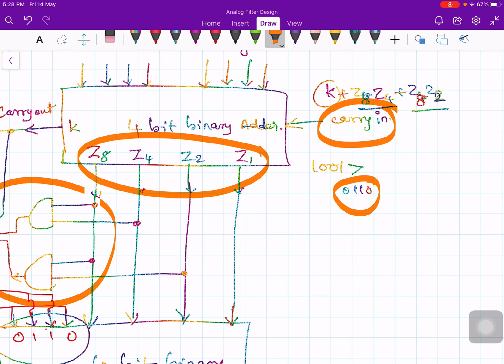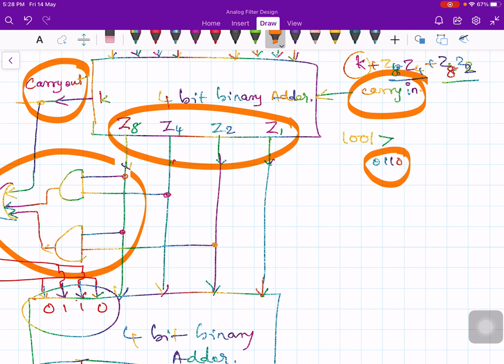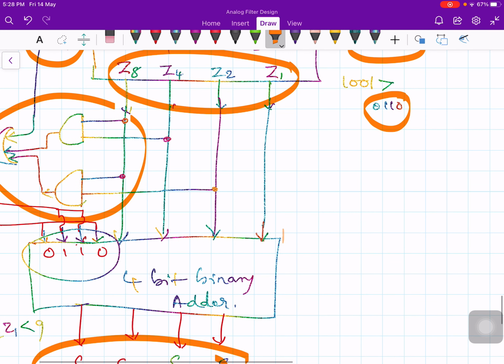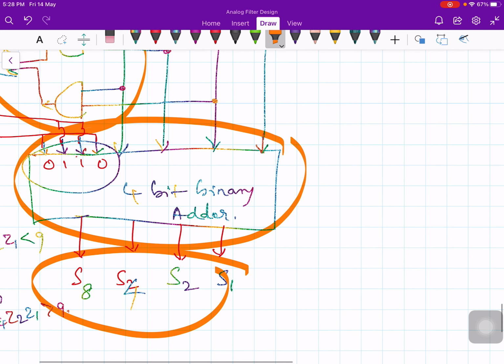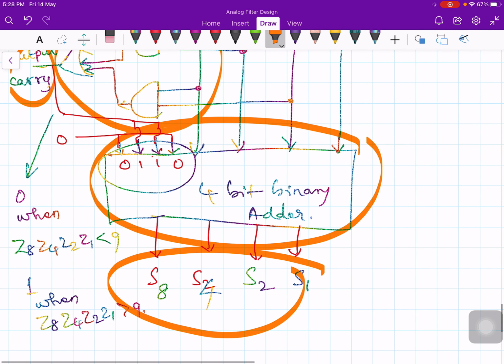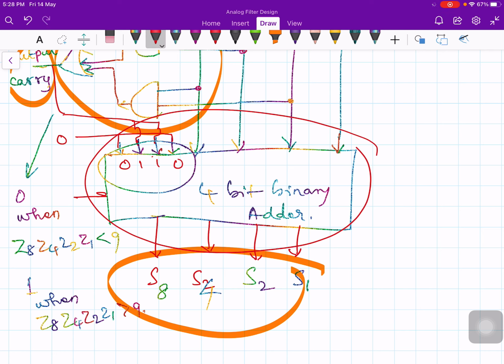Okay, whenever the carry output is equal to 1, then the binary 0 1 1 0 is added to the binary sum through this bottom 4-bit adder, and the output carry is generated from the bottom. See, this bottom 4-bit adder also produces an output carry that we will neglect.